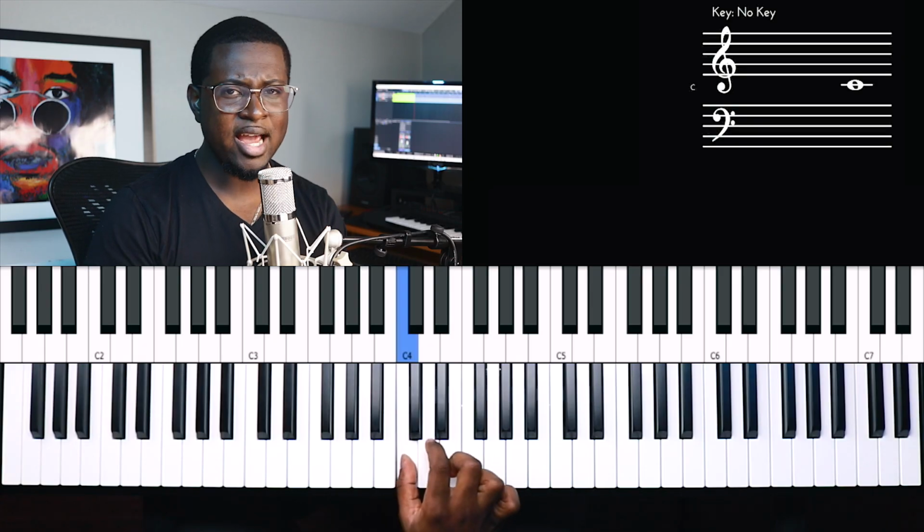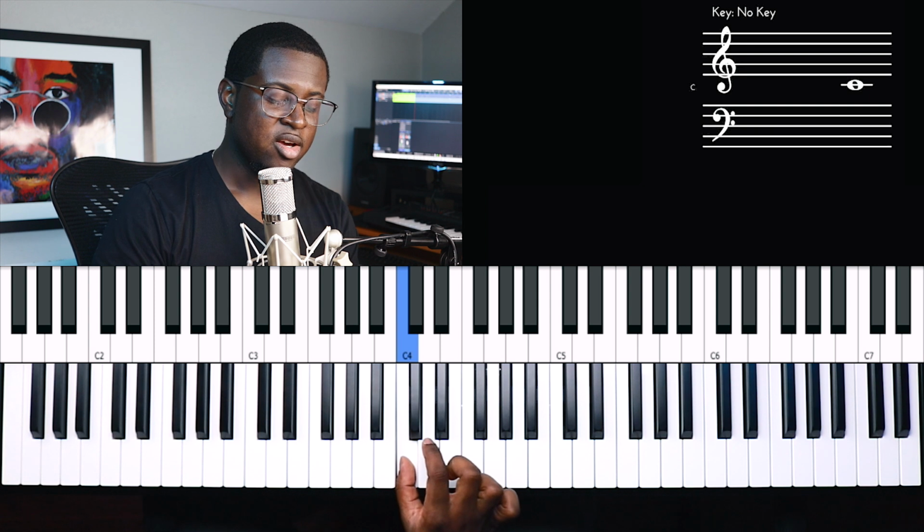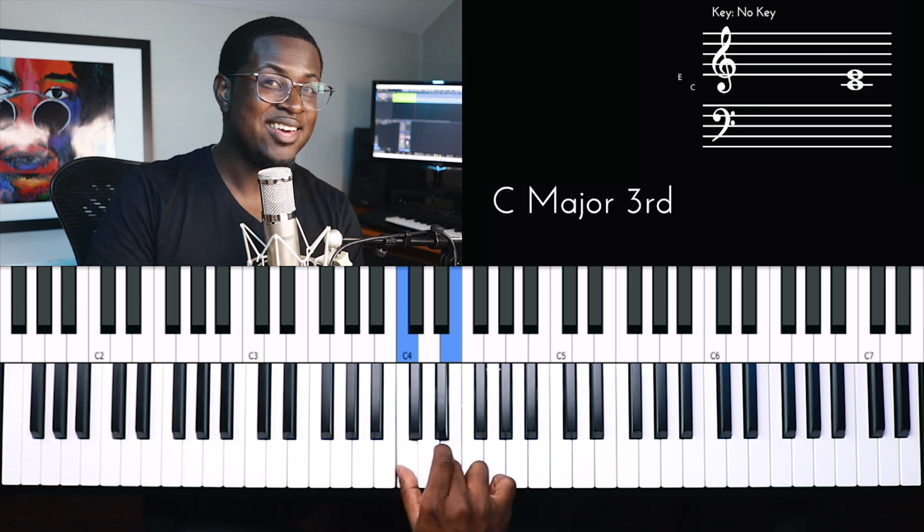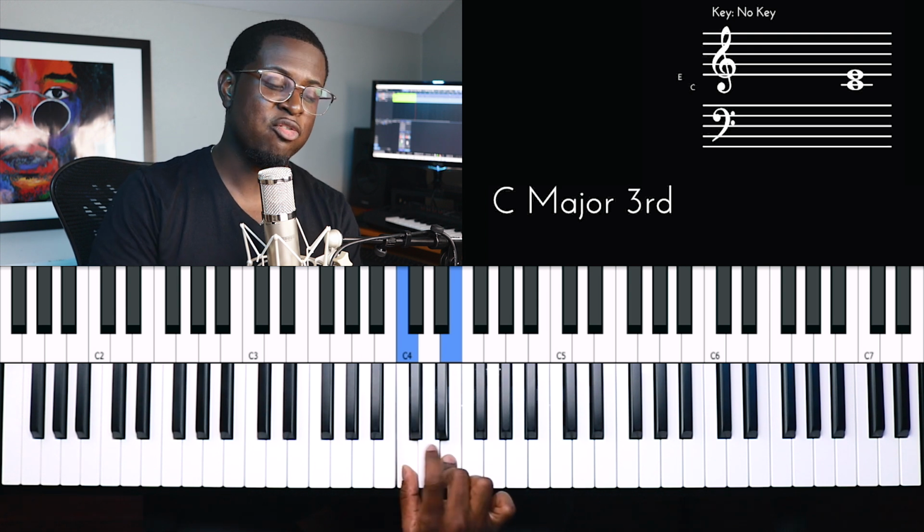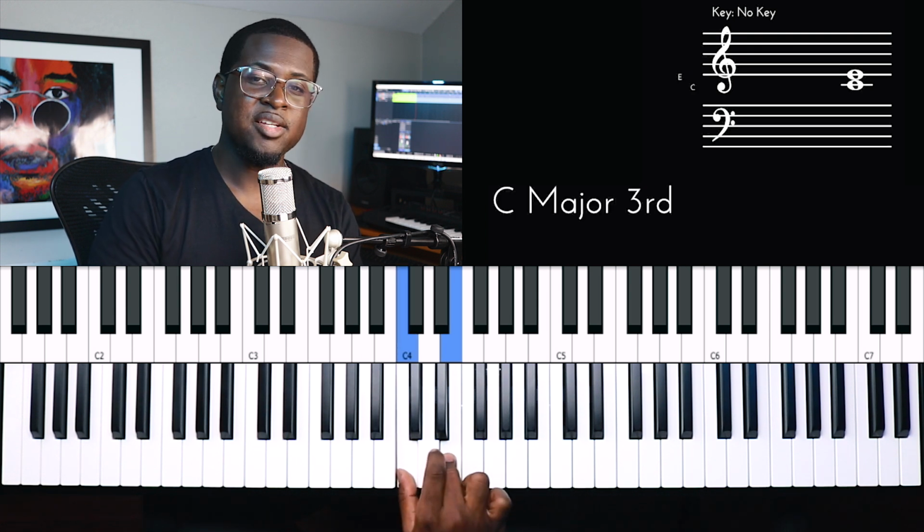So let's look at a C note and let's count 4 half steps away from C. We have 1, 2, 3, 4. So from C to E is a third, and 4 half steps away from a root note, which would be C, is a major third.